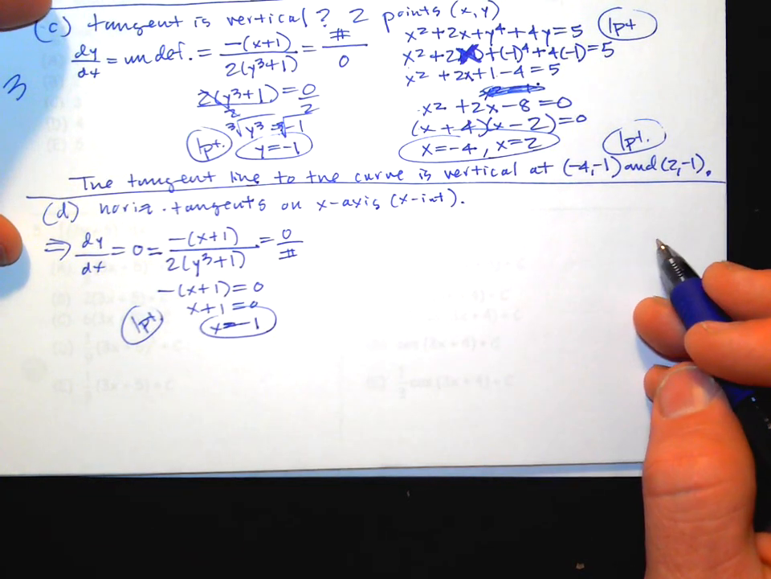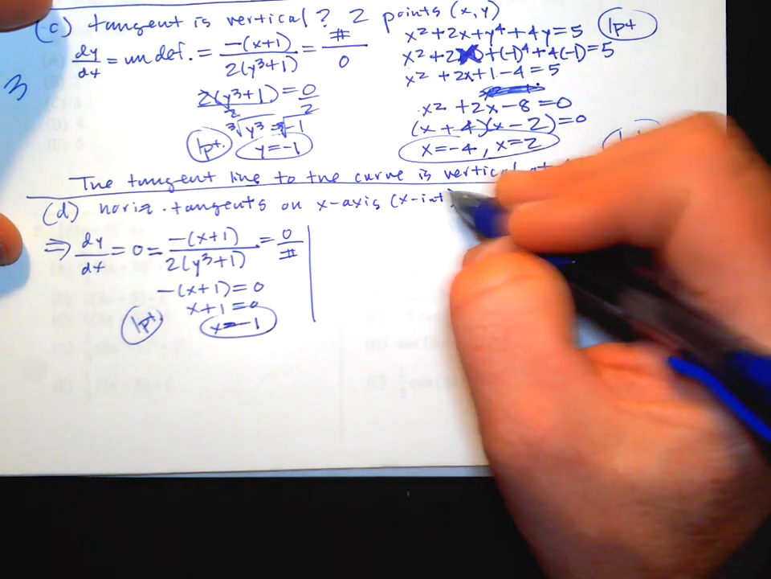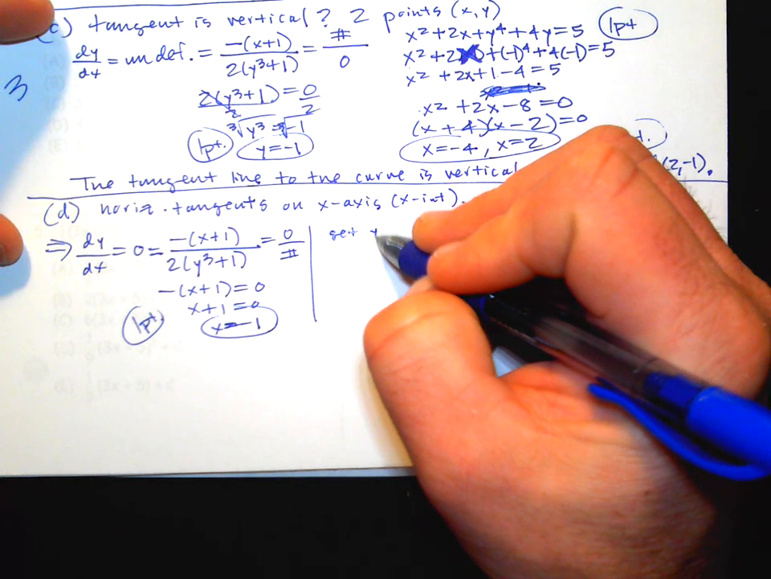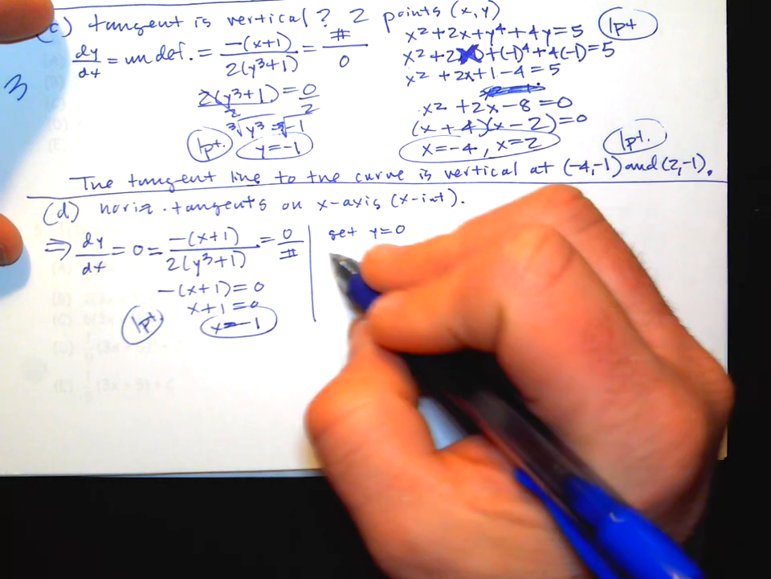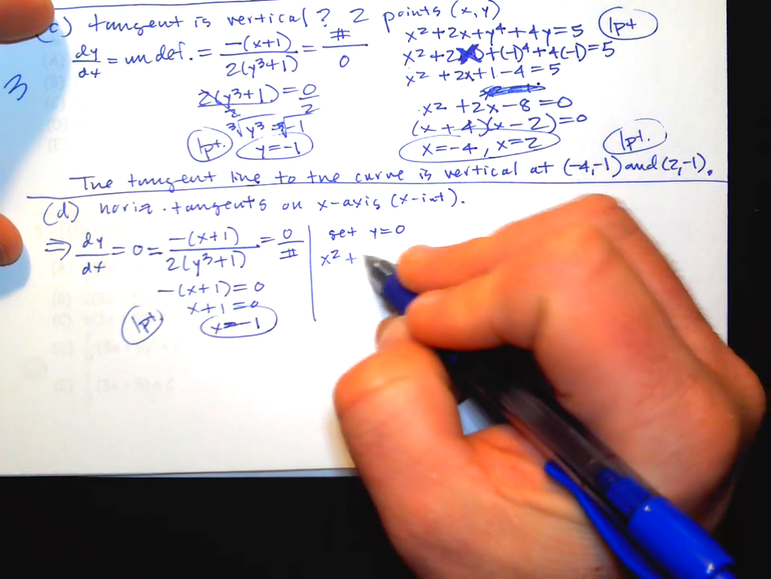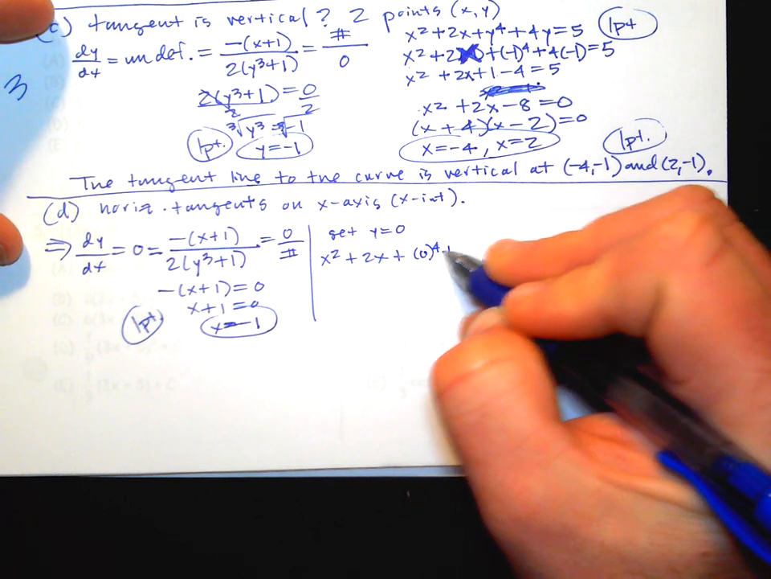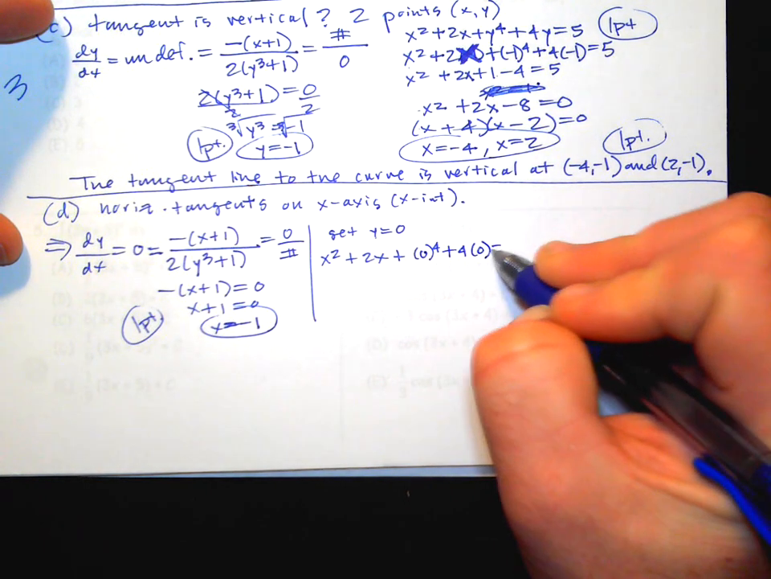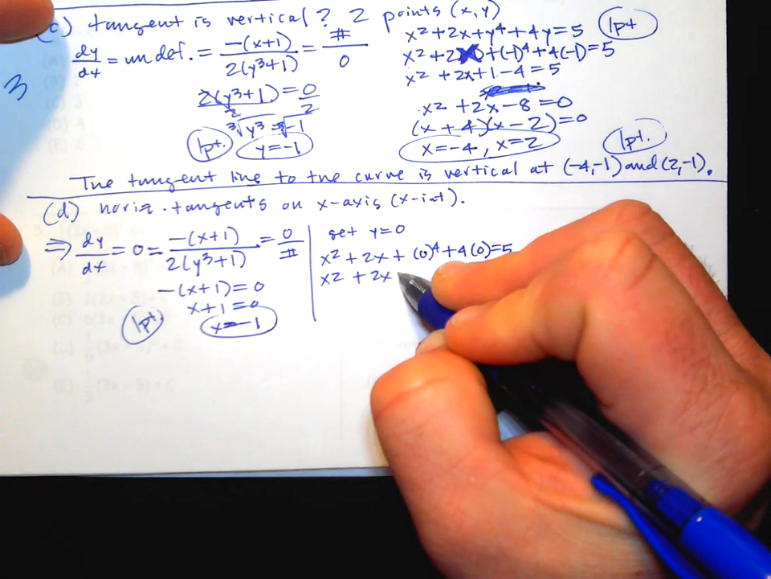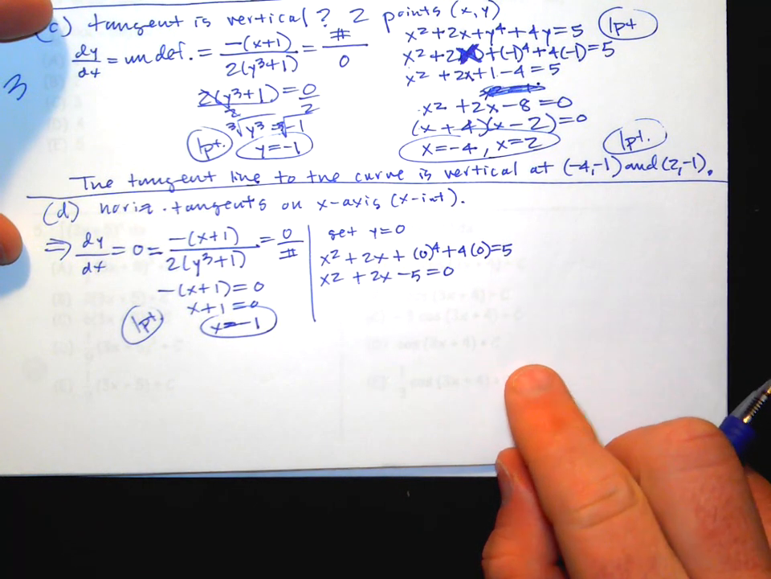Okay. Now, the other thing is x-intercepts. How do you find x-intercepts? You set y equal to 0. So let's take the original equation, x squared plus 2x plus y to the fourth plus 4y equals 5, and plug 0 in for the y. And we get an equation, x squared plus 2x minus 5 equals 0. And if we solve it, that should give us our x-intercepts.